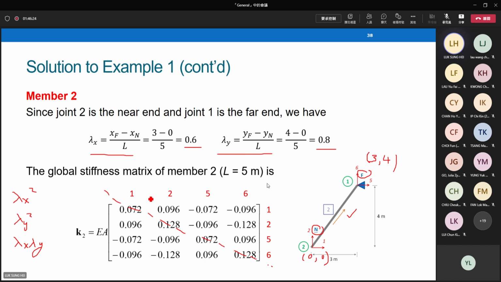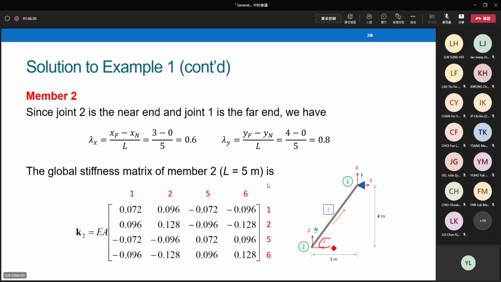And finally, we arrange the code number. Start from node n: Nx 1, ny 2, fx 5, Fy 6. Arrange the code number for each element matrix according to our code number diagram. Depends on how you define the code number.